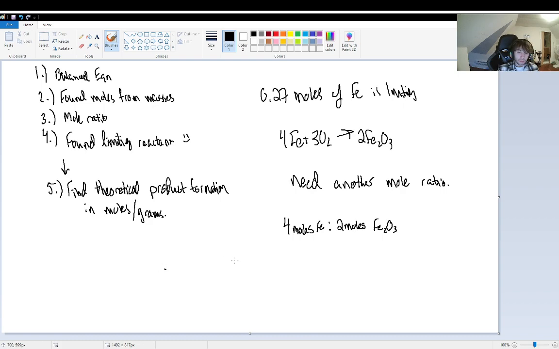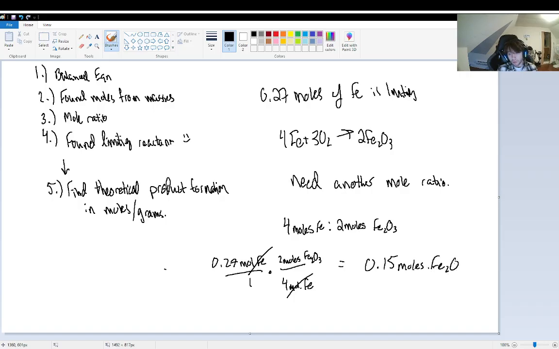Putting this into math, we have 0.27 moles Fe over 1, and we want to cancel out moles Fe. So 4 moles Fe go in the bottom, and 2 moles Fe2O3 on top. I divide this by 4, which is around 0.07, and I multiply that by 2. So I'm going to round up and say this is 0.15 moles of Fe2O3.